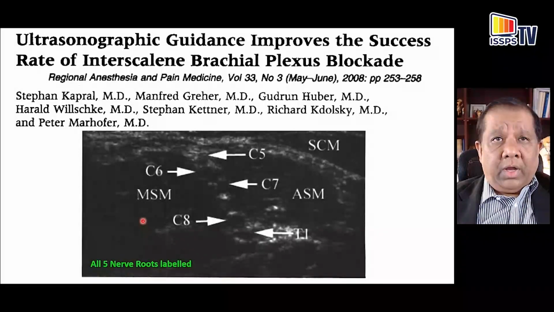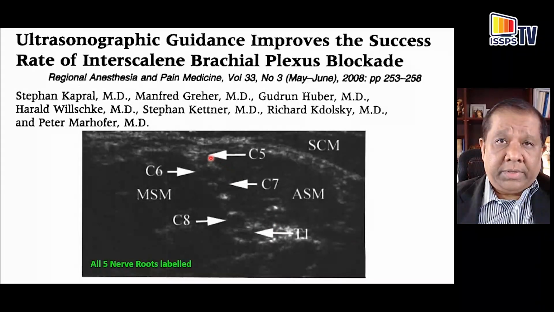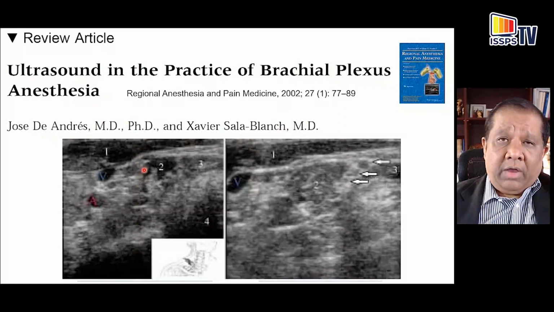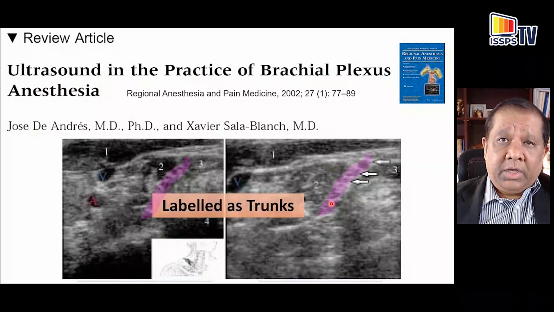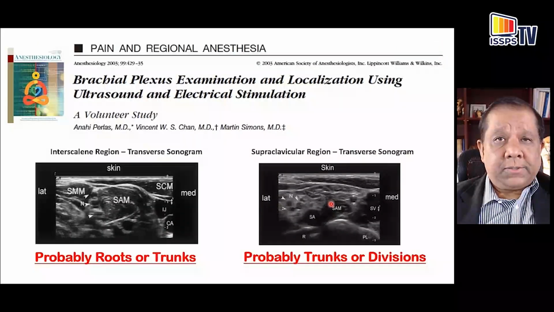Stephen Kapral, in 1994, in this classic publication documents that he was able to demonstrate the C5 to T1. That means all the ventral rami of the brachial plexus were seen in a single interscalene groove image in 1994. Jose Andres and Xavier Sala-Blanch reported that the elements within the interscalene groove are indeed the trunks of the brachial plexus. They are not the roots of the brachial plexus.